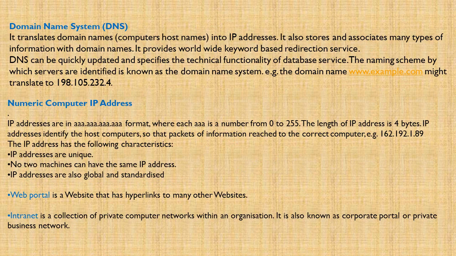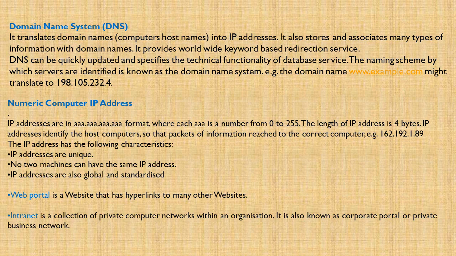Next is a domain name system. Domain name system basically translates the domain names, that is in character based name, into the IP addresses. It also stores many types of information with the domain names. DNS can specify the technical functionality of the database services. As we know, we make the use of naming scheme, like that is a character based, that is a domain name. It is to be converted at the server end to the IP address, that is a numeric address. That is a task of DNS.